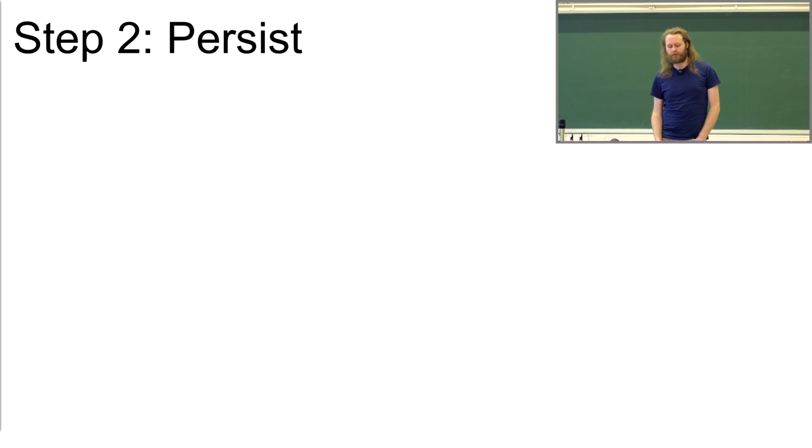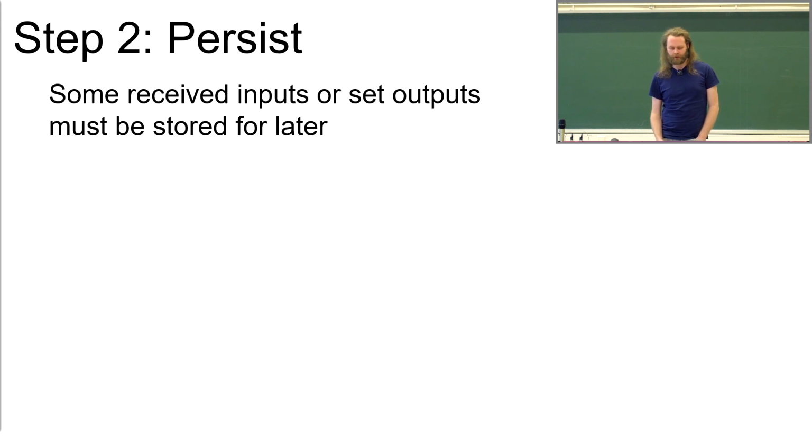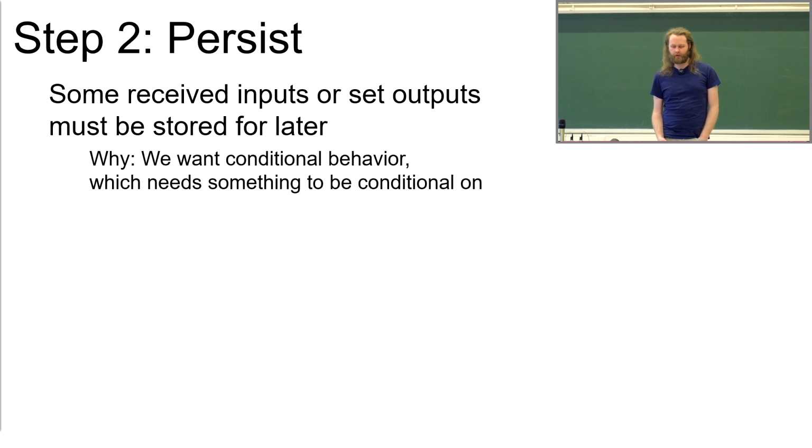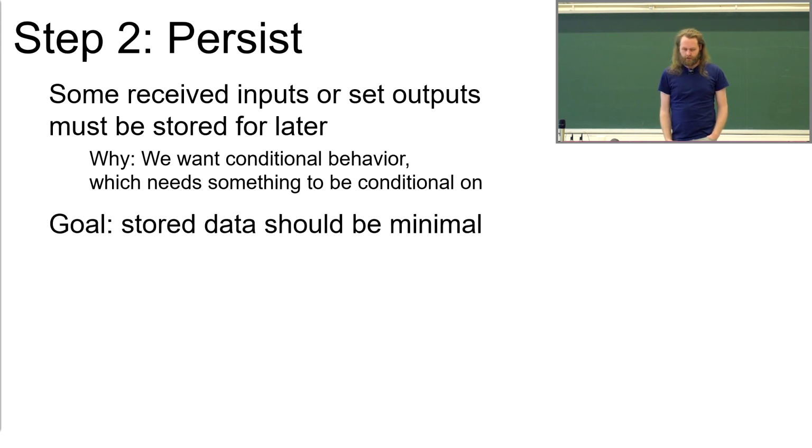So that would be step 2, getting the persistent data in here. So we need to store what inputs have happened, and we need to store what outputs we set so that we can recall them in case we need to. So, well, we want conditional behavior, right? And in order to have conditional behavior, we need to have something to put inside the if statement. And that something needs to be data. So that data needs to come from somewhere, so we need to store it. It's not a more complicated argument than that. And then we put the goal, the constraint on that, which is that the stored data should be minimal. So we don't want to store more data than necessary, because then we can get invalid combinations. Invalid combinations lead to bugs. Bugs lead to sadness.